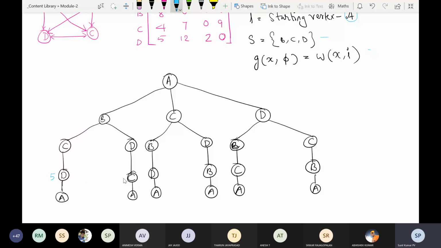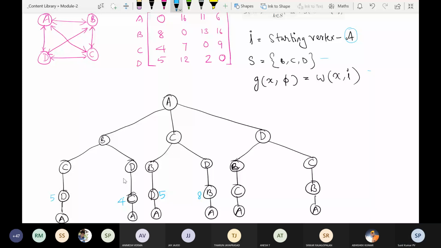C to A, it's 4 from the table, you can read it. C to A, 4. What is from D to A? D to A is 5 again. That is already written. B to A, 8. B to A is 8. Then C to A, already written, 4. B to A is 8. So at this level, what is the cost?